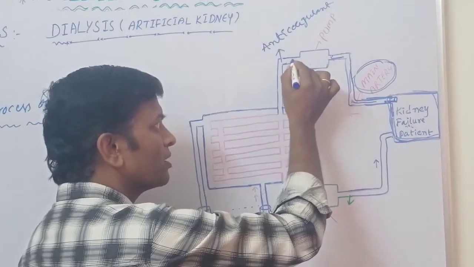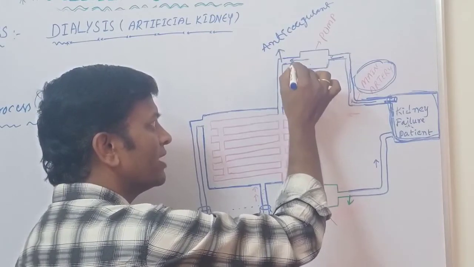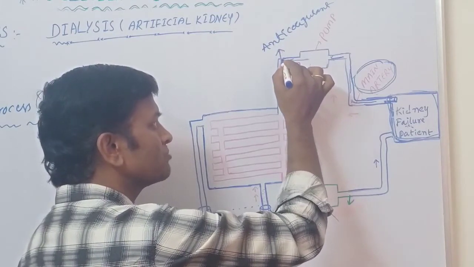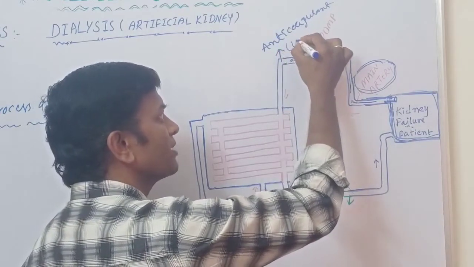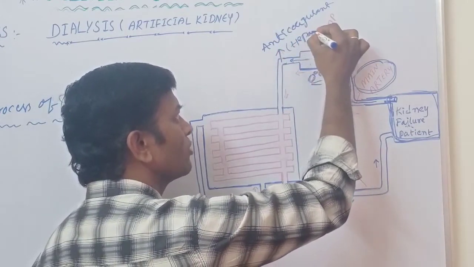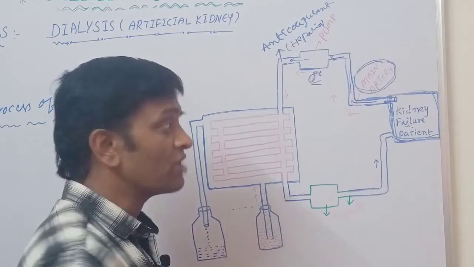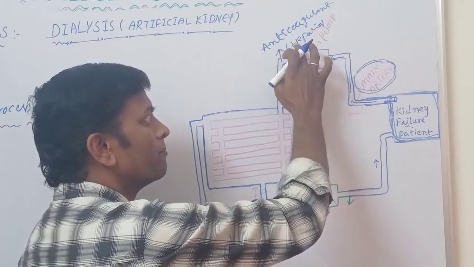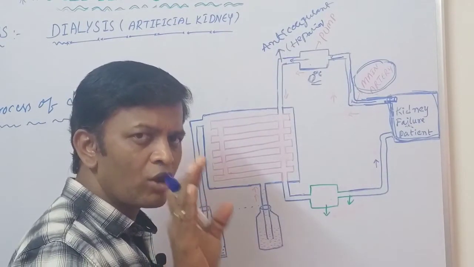From the pump, the blood enters into this pipe. In this pipe, what can we add? We can add an anticoagulant. Its name is very important. We add the anticoagulant heparin. What is the use of heparin? Heparin can prevent the clotting of blood.